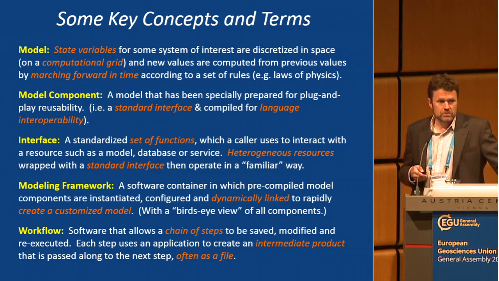you have some equations that model the state of some system, and you discretize it in space on a computational grid, and then you use those physics, which involve a time derivative somewhere in the equations, to march the states forward in time to some future time that you want to predict, given some forcings, like it could be climate or something. And so that's the type of model we're talking about.